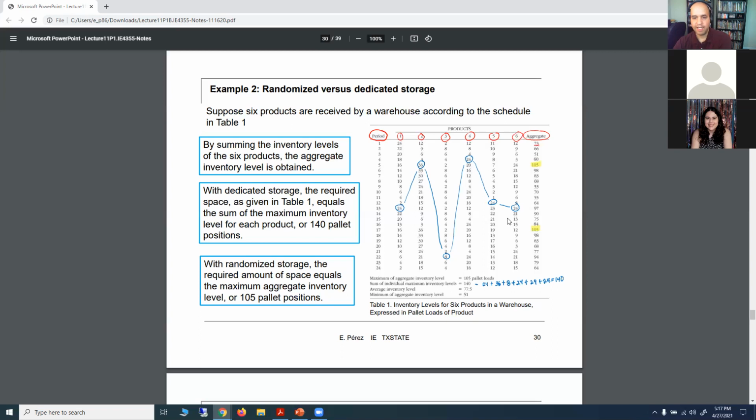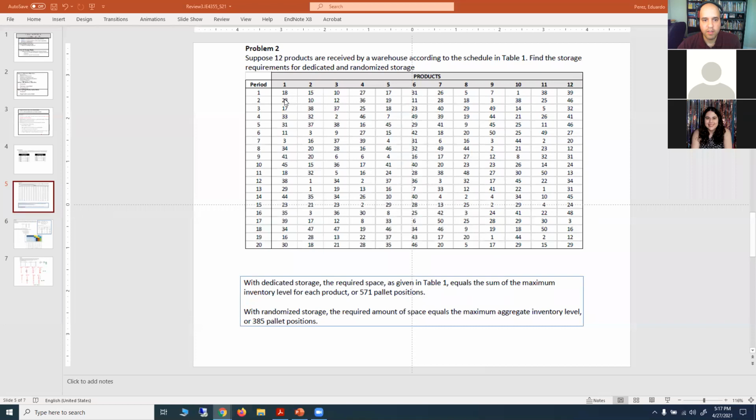So for dedicated storage, I find the summation of the individual maximum inventory levels. That will be the summation for product 1, product 2, 3, 4, 5, and 6. You'll do the same thing here. You're going to be finding the maximum for each one of these products. In this case, that will be 45. And in this case, I believe it's 38. I'm sorry, 47. And then you continue that process, and at the end, you sum those values for all products. That summation should be equal to 571 pallets.